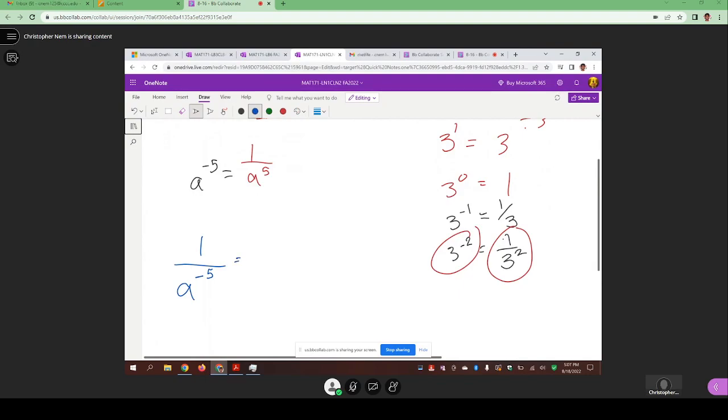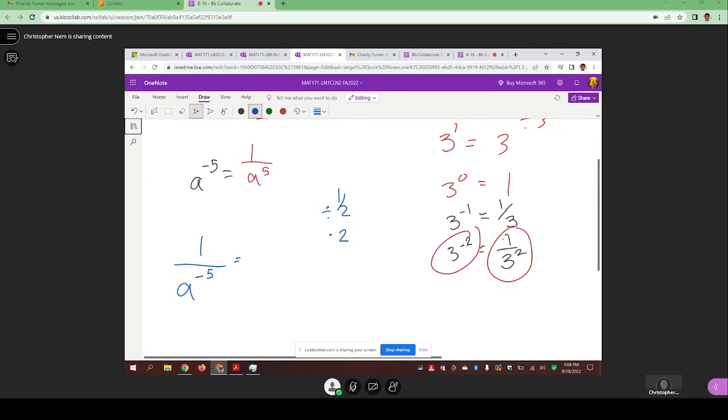Now, what happens if we have 1 over a to the negative 5th power? So what are we actually doing? Well, we know we're dividing by a. However, this time we're having 1 divided by a again. So that gets a little confusing. But when you divide by a fraction, if you were to divide by 1/2, what are you actually doing? Well, dividing by 1/2 is the exact same thing as saying multiply by 2.